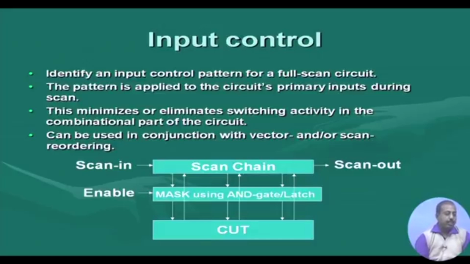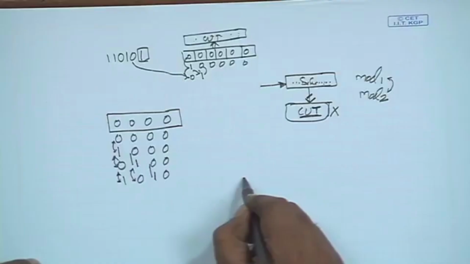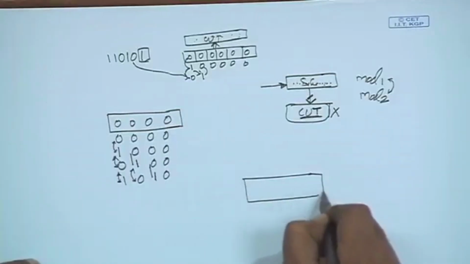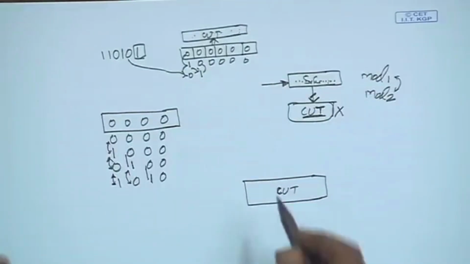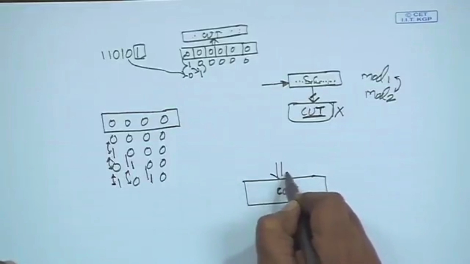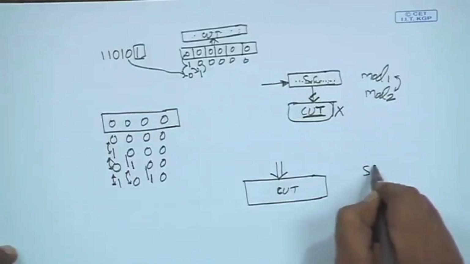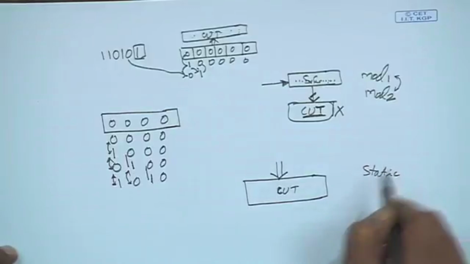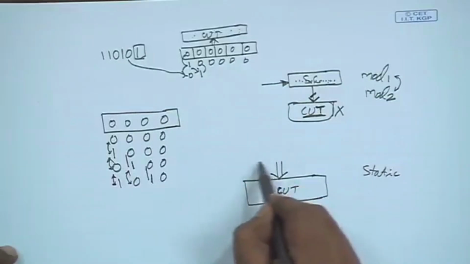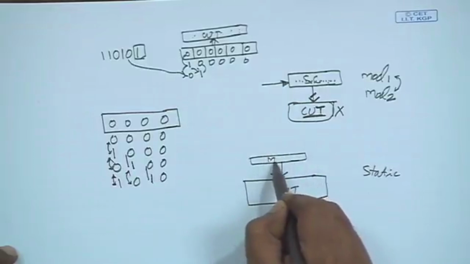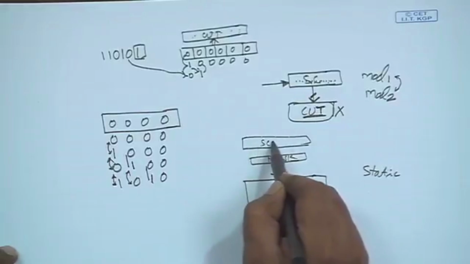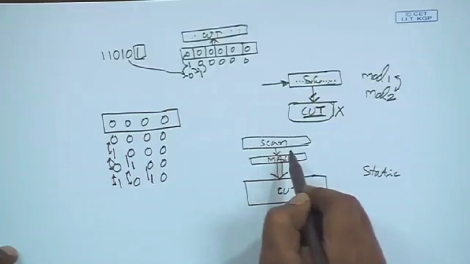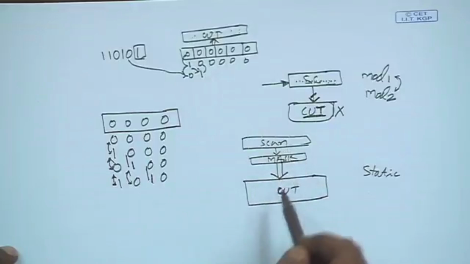This is possible, and also we can put this circuit into some low power mode. This is my scan chain, this is my circuit. As I have said, when the circuit is idle, when there is no activity at the input of the circuit, it is going to consume only the static power. So, I have put a mask here, and this is the scan transition. These scan chain transitions are getting masked off here, so they are not reaching the circuit.